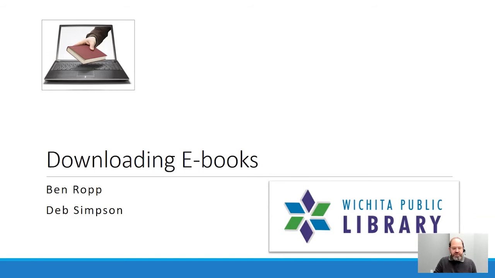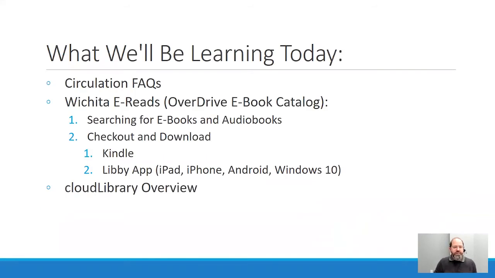To get started, what we'll be learning today, we'll go over some FAQs on circulating ebooks, and then we'll get into our ebook catalog, which we call Wichita eReads, which is managed by OverDrive. And then we'll do some talk about searching for ebooks and audiobooks and checkout and download. And we'll be discussing using a Kindle in the first part of the checkout and download section. And then we'll be looking at the Libby app.